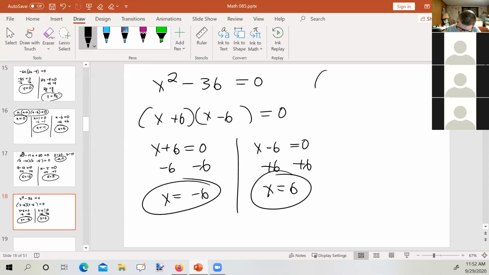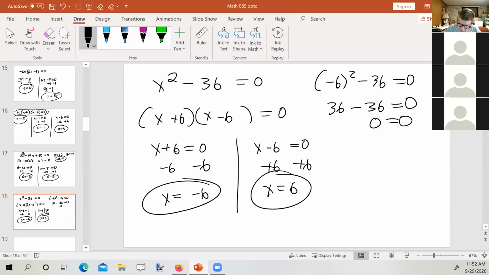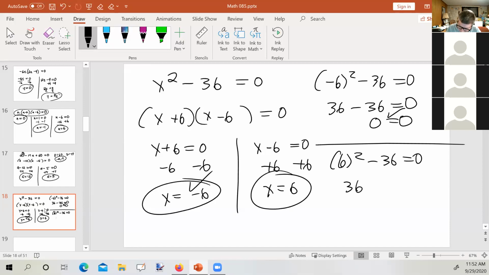If x is negative 6, we'd have negative 6 squared minus 36 equals 0. Negative 6, the quantity squared. Negative 6 times negative 6 is 36. 36 minus 36 is 0. 0 equals 0. Now let's say x is 6. We get 6 squared minus 36 equals 0. 36 minus 36 equals 0. 0 equals 0. And again, both solutions check.